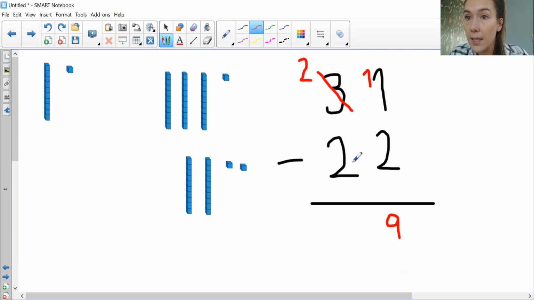Then moving on to the tens, 2 subtract 2. So if you have 2 and you take away 2, you're not going to have any left. So that is just 0. So your answer is 9.